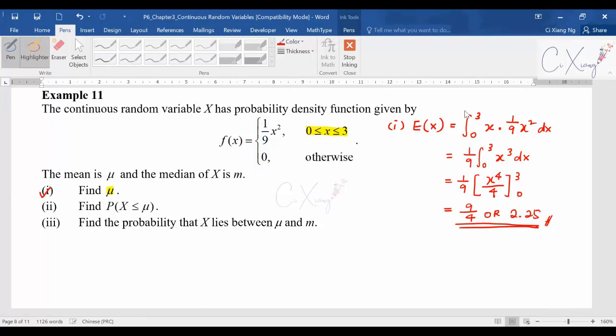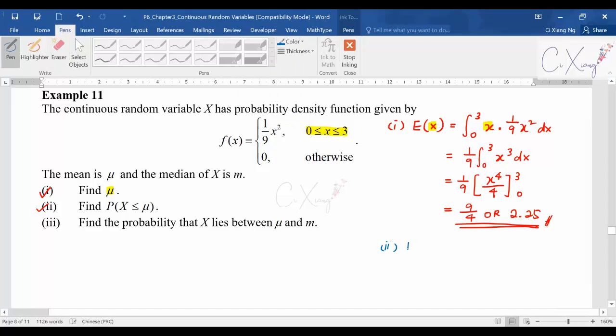So you can see that, because of the x here, I multiply the x into the function before I do any integration. Okay, all right. And then for the second part, they want you to calculate the probability for x smaller than or equal to mu. So how do we get the probability for x smaller than or equal to mu? This is something that you learned before.